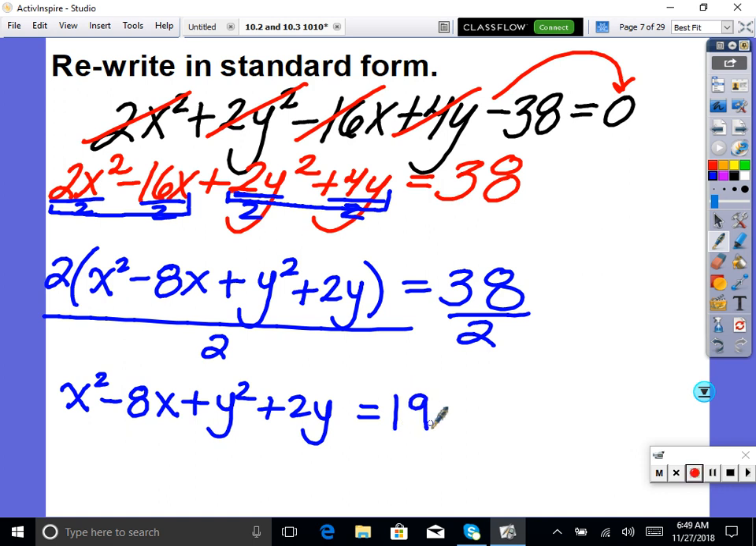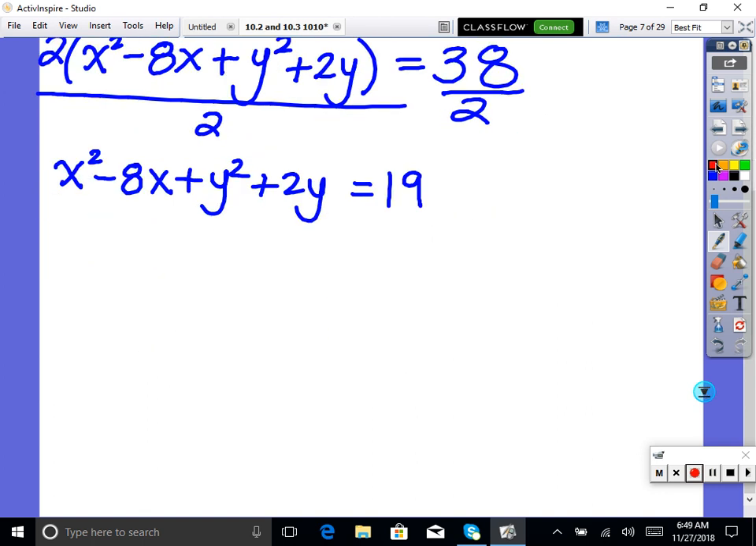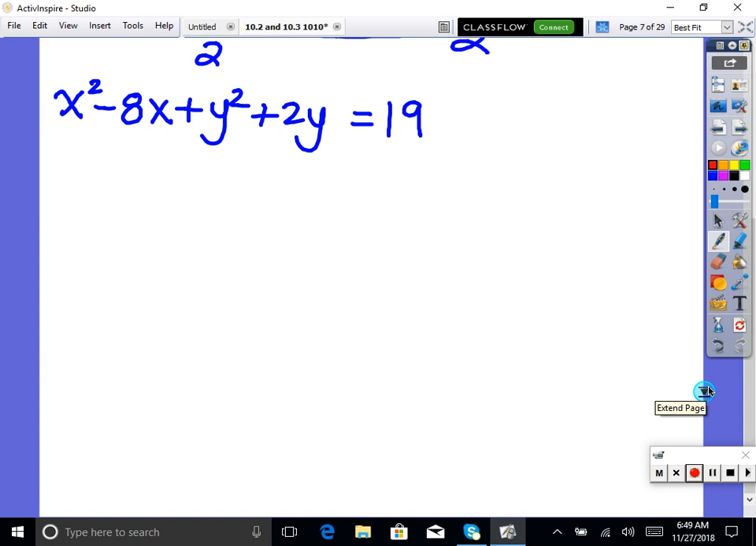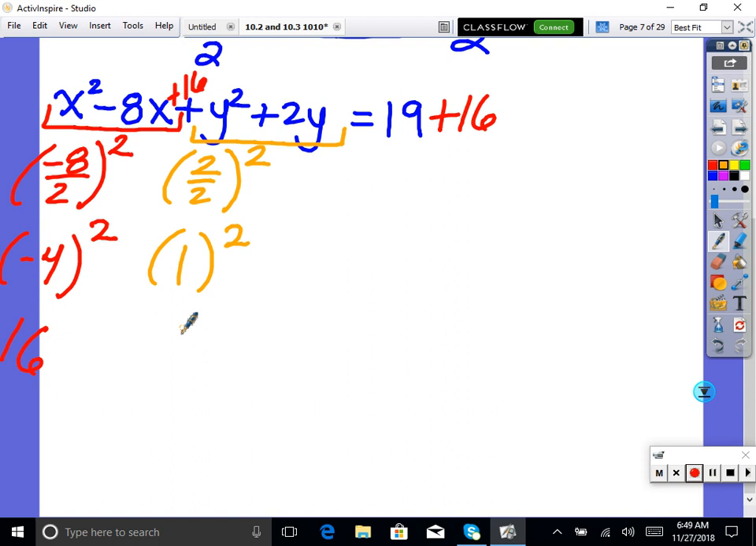All right, and here we go. Now we can complete the square. So you'll group your x's and just focus there. Okay, so for this group, we're going to do b divided by 2 squared, which is negative 4 squared, which is 16. So right here's where we add 16. And then we have to add 16 to this side. Same thing with our y's. 2 divided by 2 squared, which is 1 squared, which is 1. So we'll add 1, add 1.